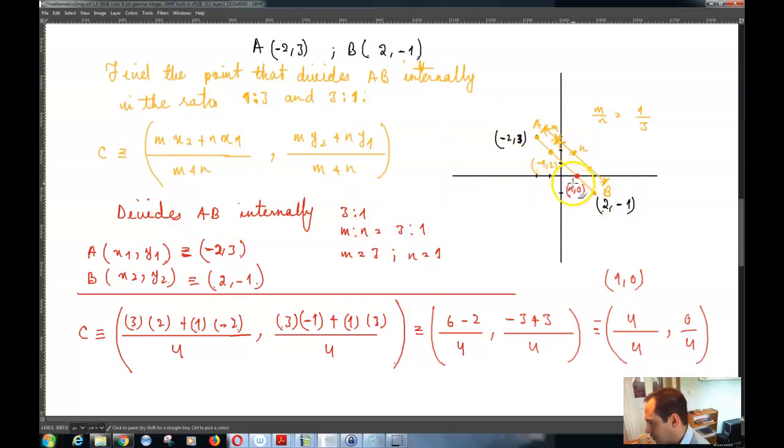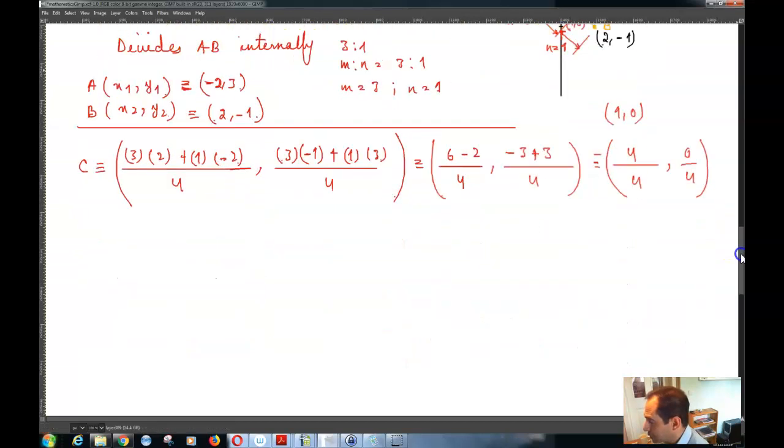That means that this distance over here, compared to this distance, you can take this distance as 3 and you can take this distance as 1, which is the same thing as m to n. So that's the difference, basically that's why I said it's different.